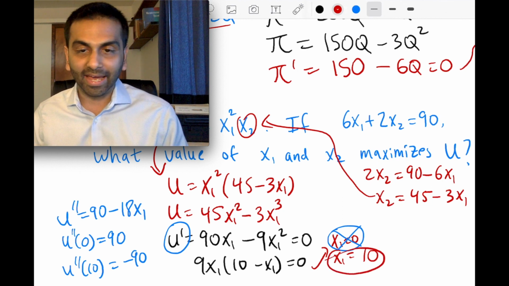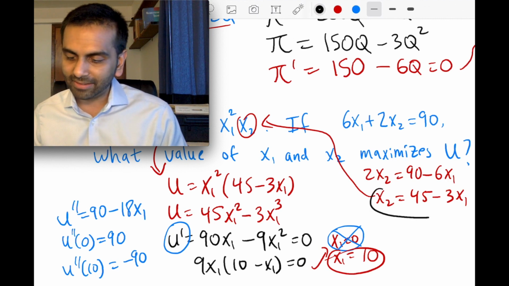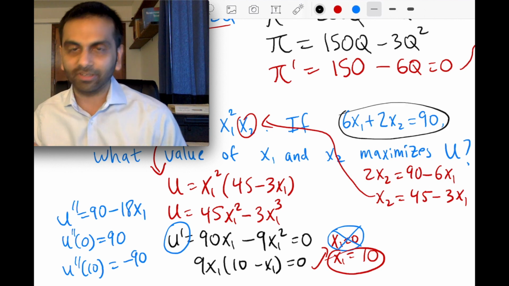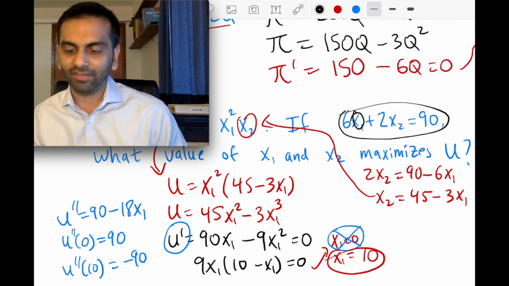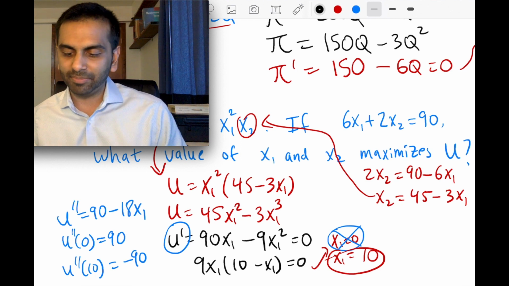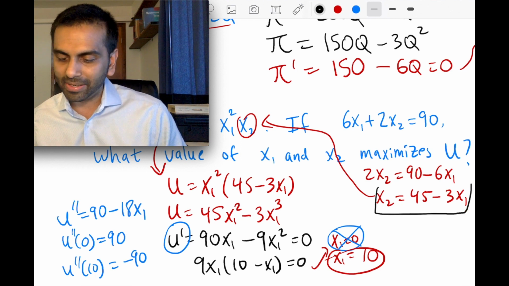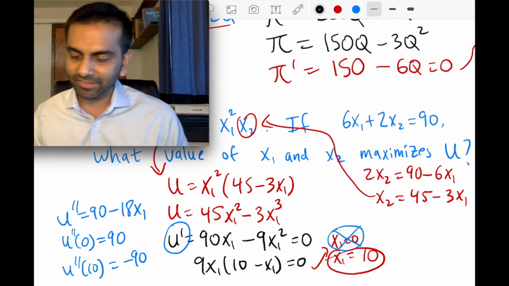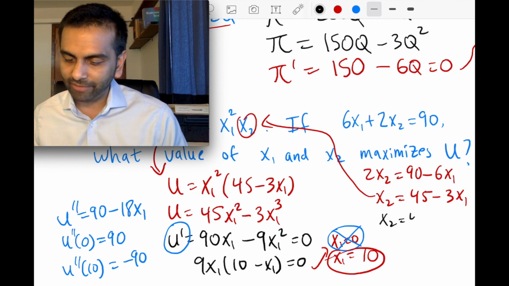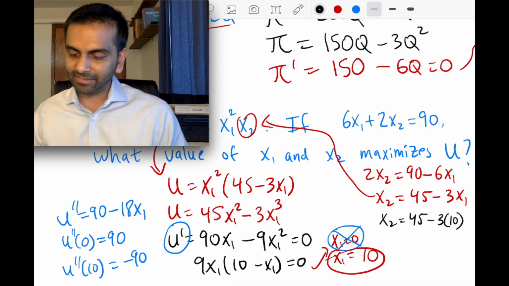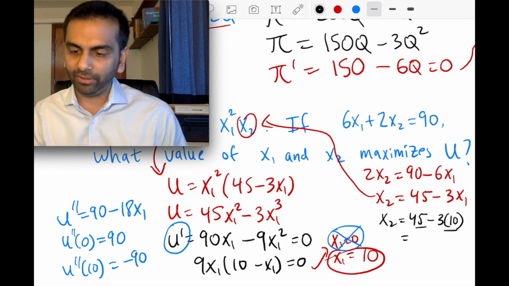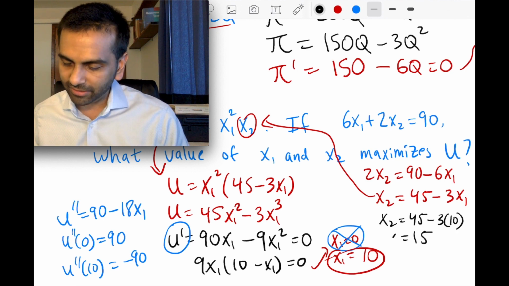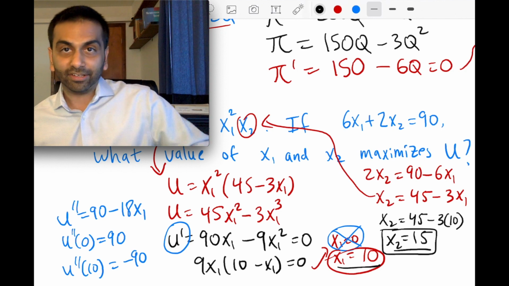The question asks for x1 and x2, so to get x2, we can just go back to the last version of our constraint equation. Notice a lot of people go back to the original constraint equation, plug in x1 is 10 and solve for x2. But you can shave off a few steps because you've already simplified the constraint equation all the way down to this, where x2 is by itself on one side. So you might as well use that and say, all right, 45 minus 3x1, where x1 is 10, and simplify that. So that's 45 minus 30, which is 15. So our final answer here is that in order to maximize u, you set x1 equal to 10 and x2 equal to 15.